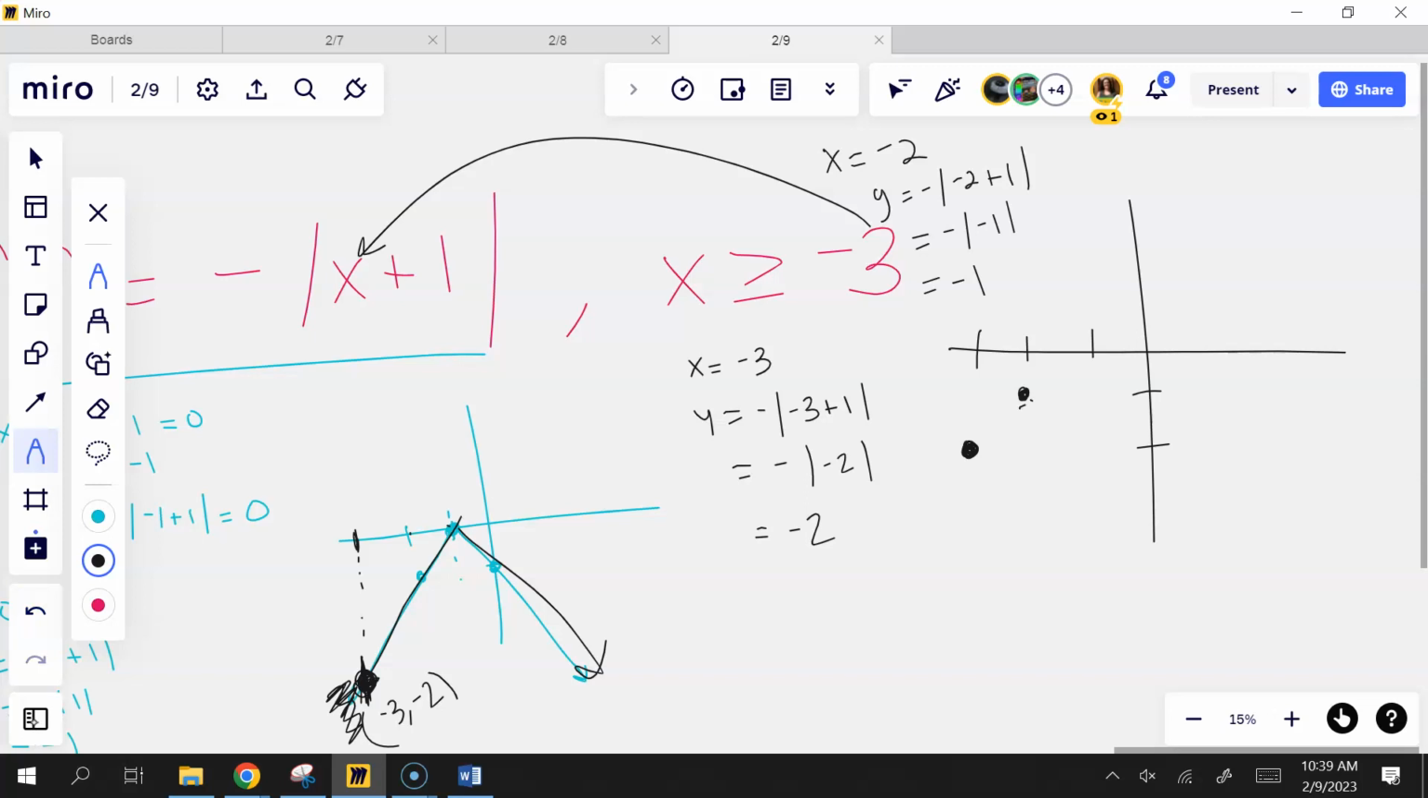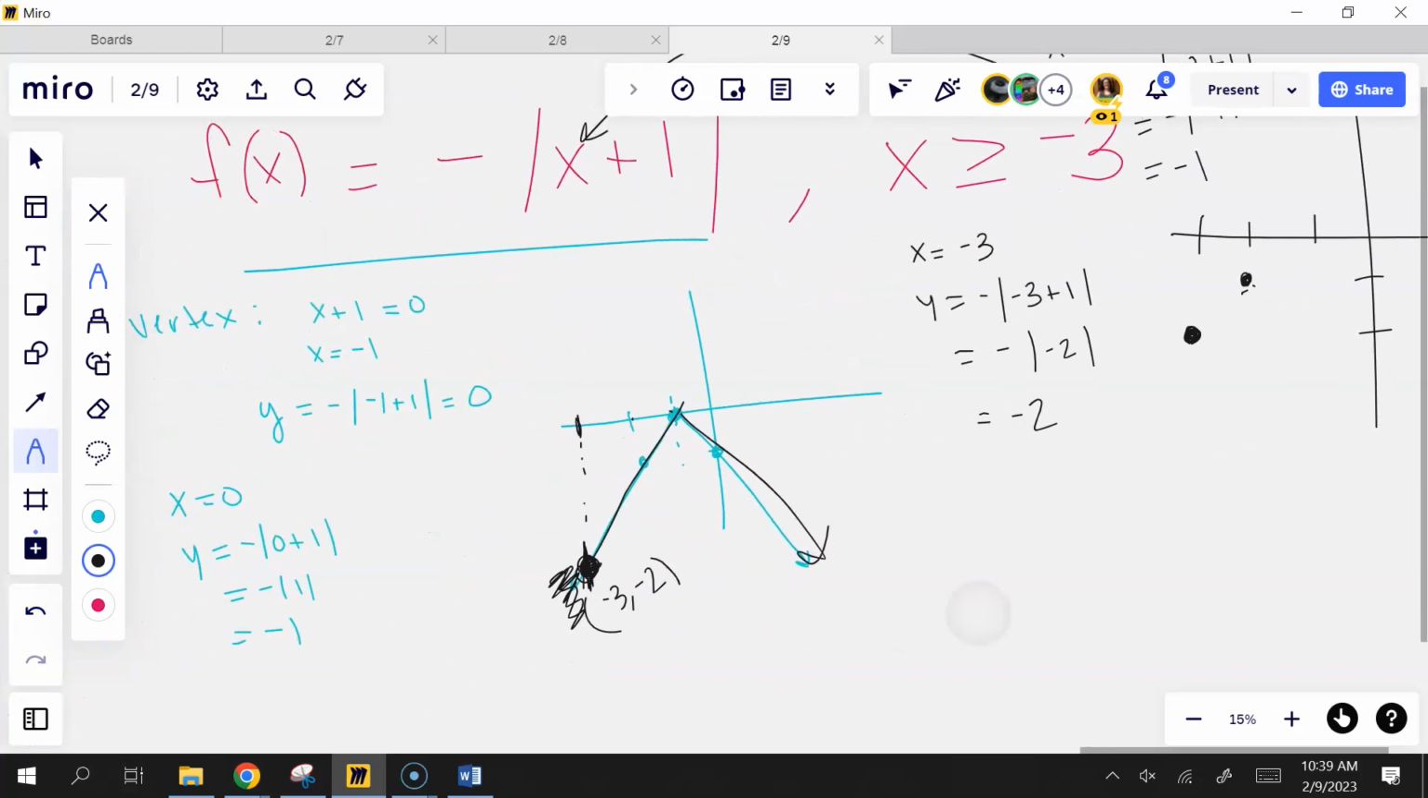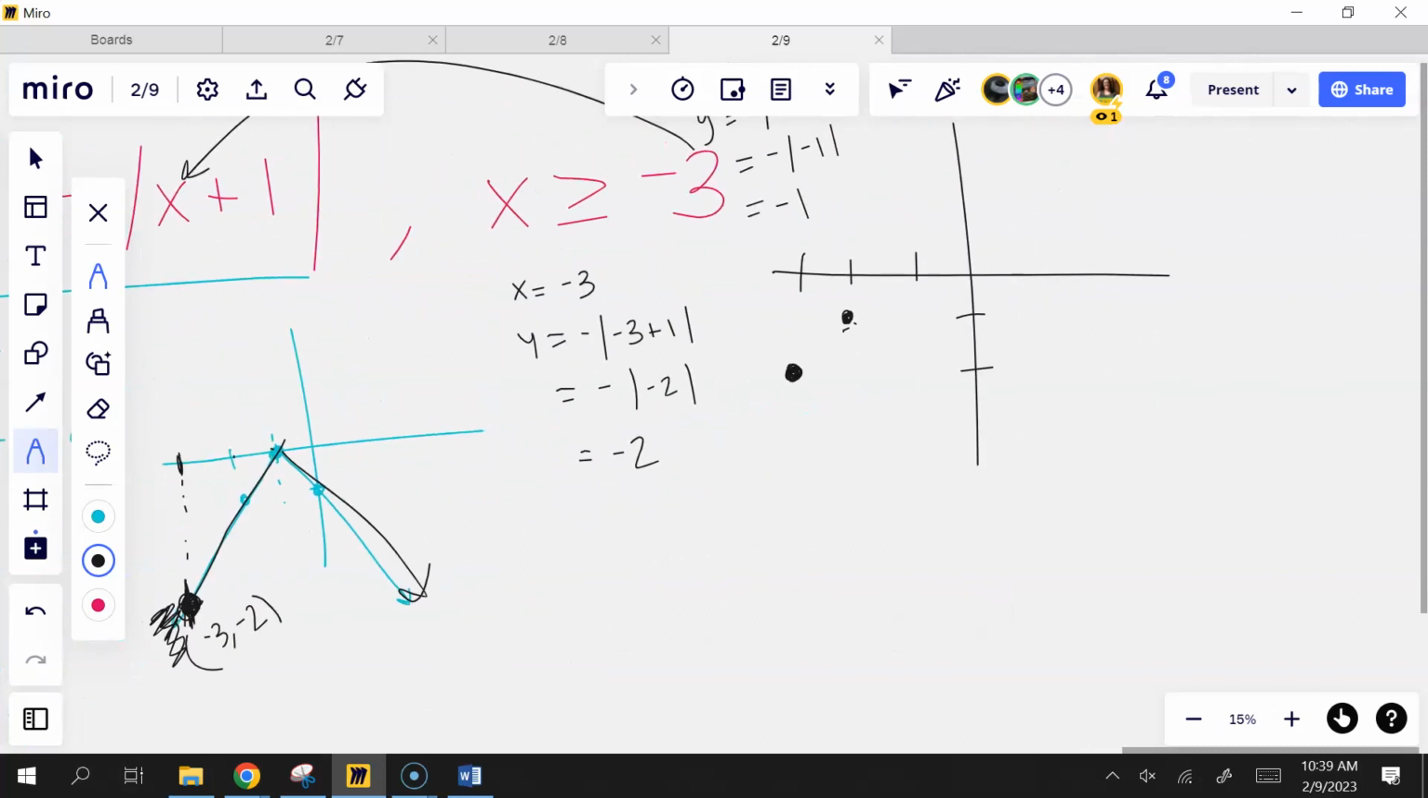But because I know that my vertex is -1, 0, I need to make sure I include that because this is what this is going to look like. Oh my God. It's just which piece of the absolute value are you looking at?